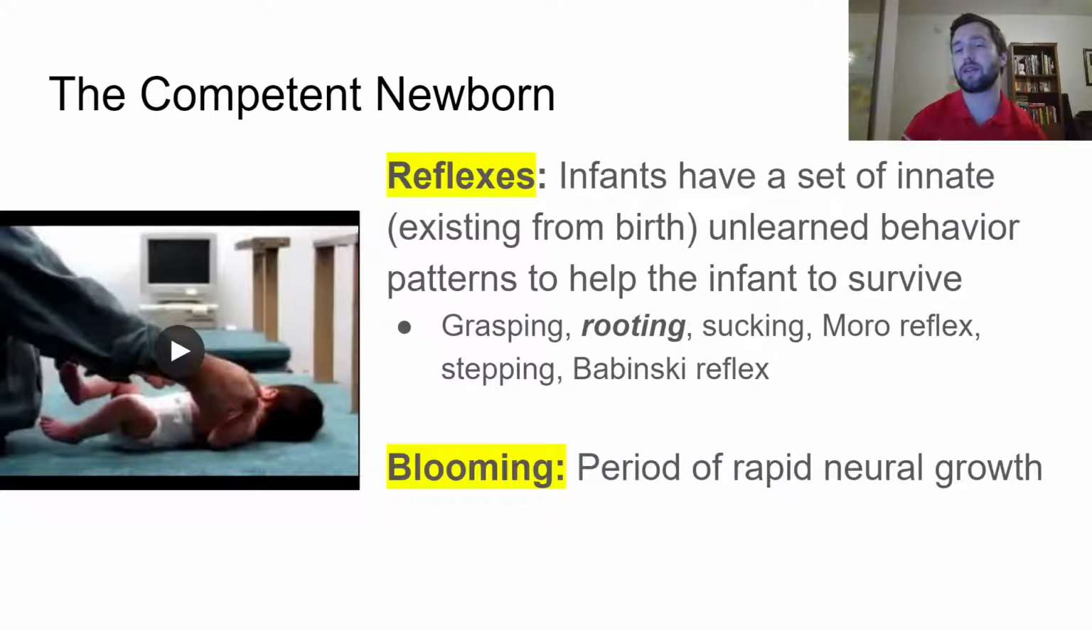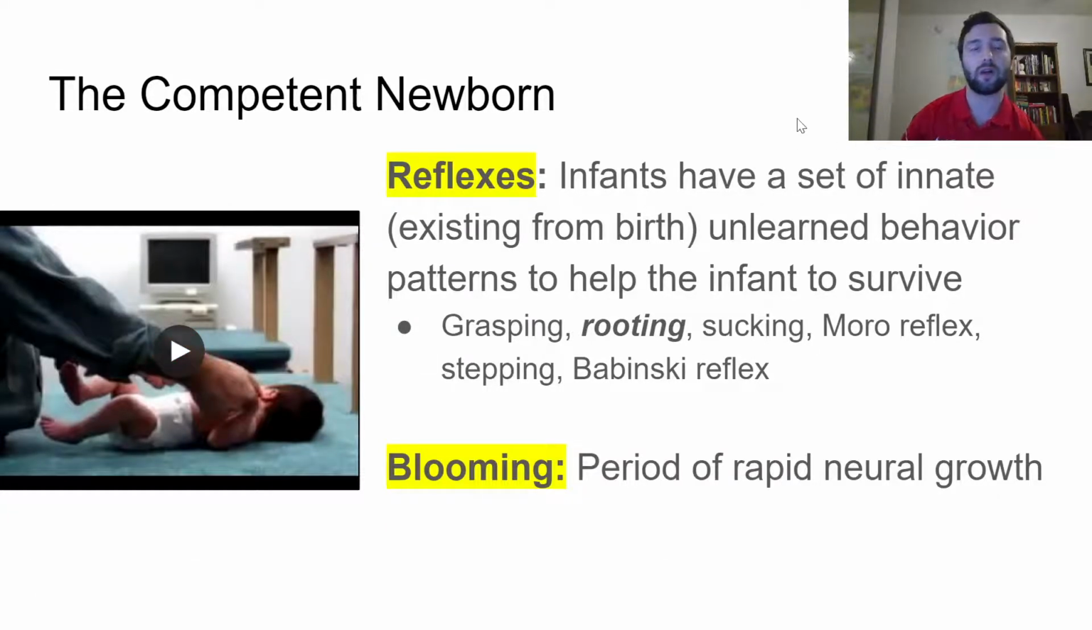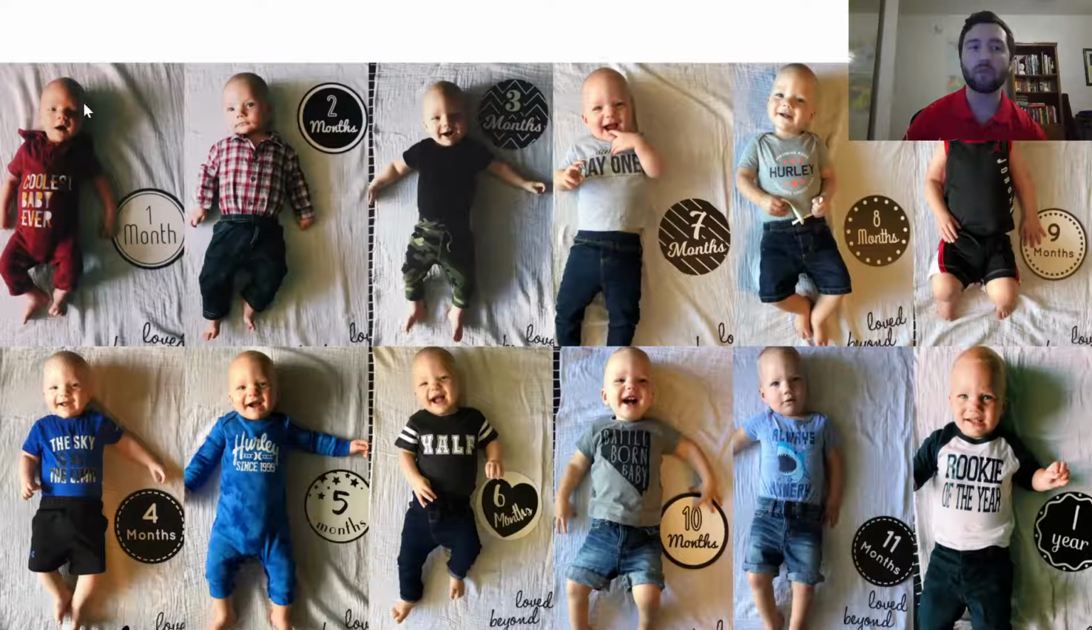And then we'll also connect this later on with the really rapid pace at which infants, but also young children, learn. They learn incredibly quickly compared to adults. And a reason why this might be happening is because of this blooming, this explosion of neural growth in our brains. Like I said, I'll show you the video so you can see all of these different reflexes individually during class. This is just an example.